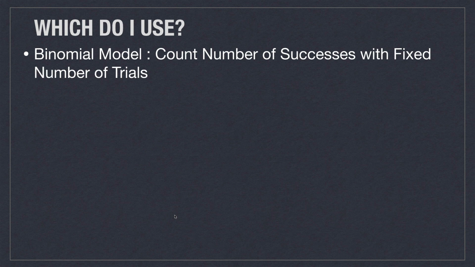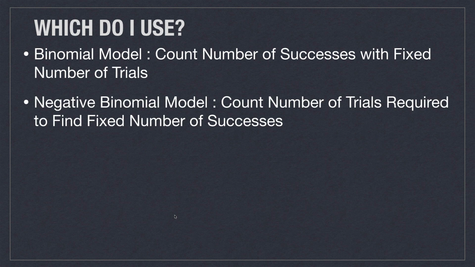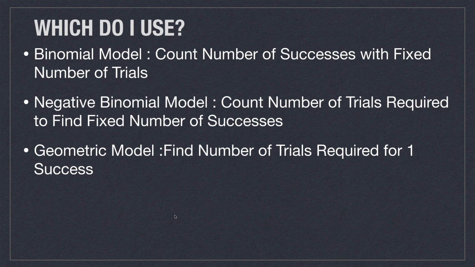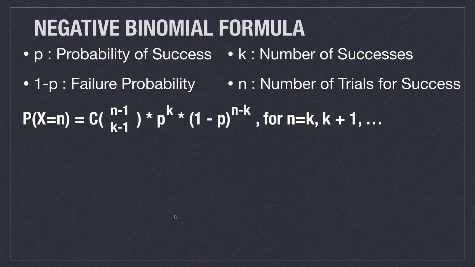Now, very often, the most confusing decision is which formula you should use and when. The binomial model is going to be used when you want to count the number of successes with a fixed number of trials. The negative binomial model, however, is going to count the number of trials required to find a fixed number of successes. And then finally, the geometric model is going to be used to find the number of trials required for one success. And here you can see the formula for the negative binomial.